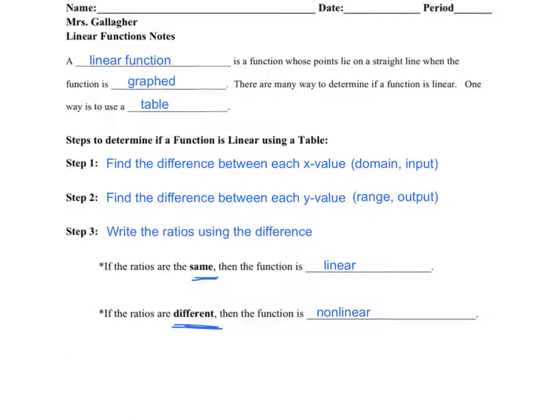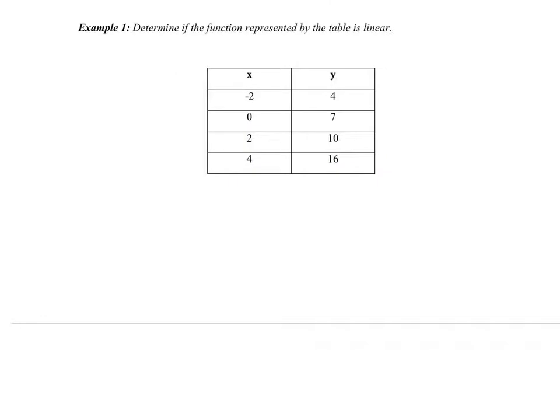So let's do an example together. Example 1 states, determine if the function represented by the table is linear. Step 1 says we want to find the difference between each x value. Our first difference, we're going from -2 to 0 in our x value. Our difference is 2. We're going up by 2. Then our next x value from 0 to 2, we're also going up by 2. Then our last, from 2 to 4, is also a difference of 2.